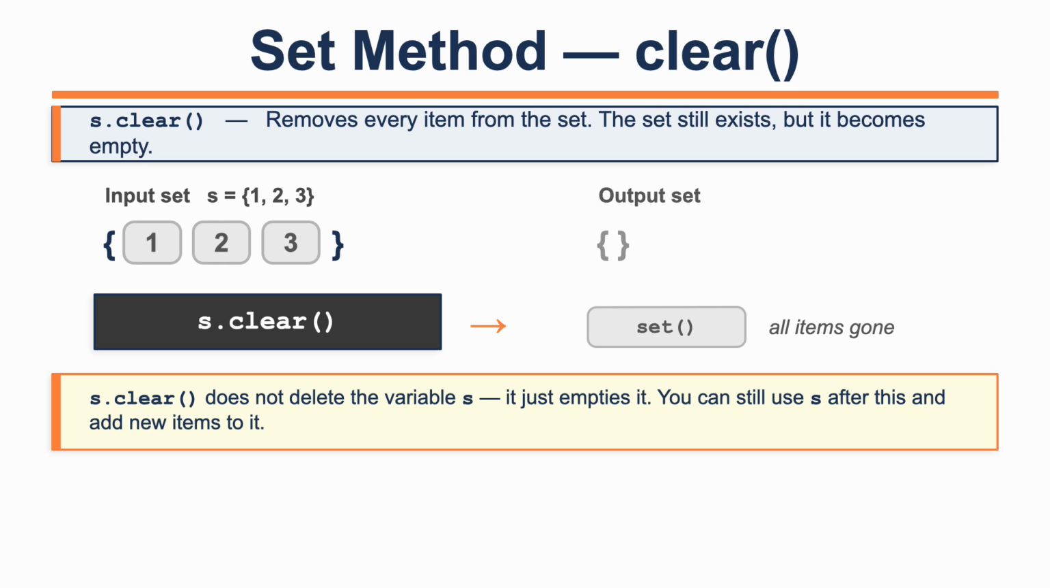Here is something important to know. Clear does not delete the variable s. It just empties it. The variable s still exists after this line. You can keep using it. Add new items to it. Check its length, anything you want.